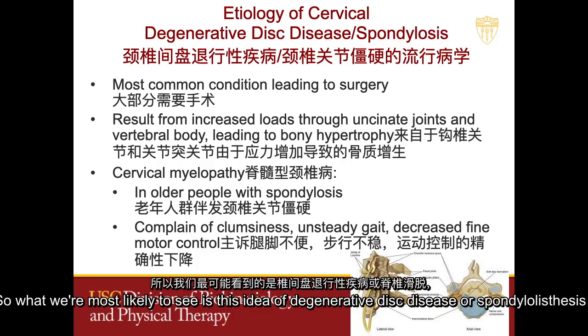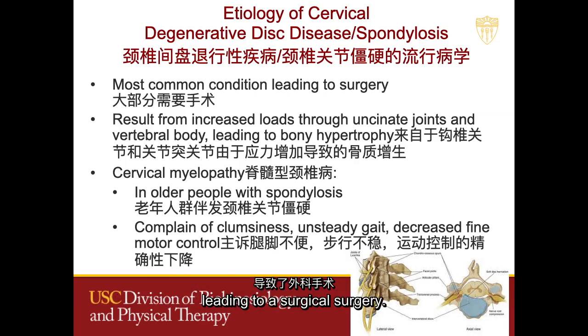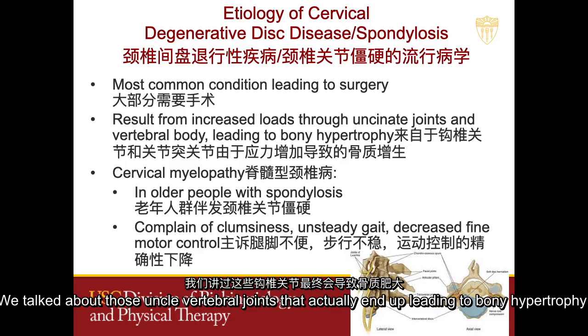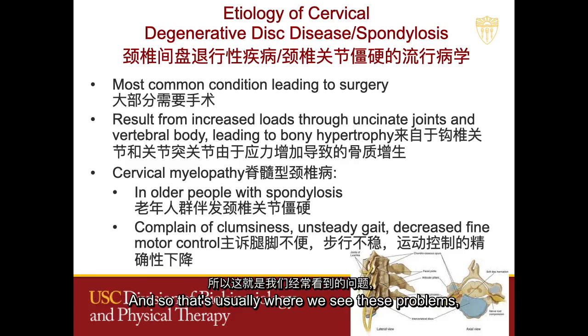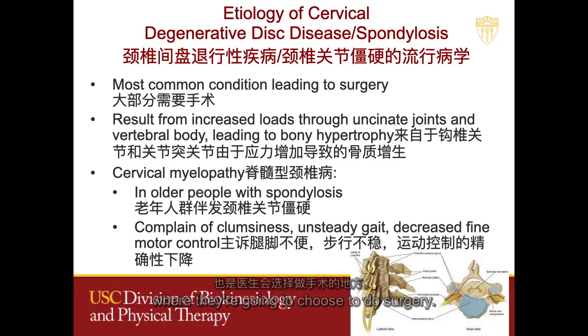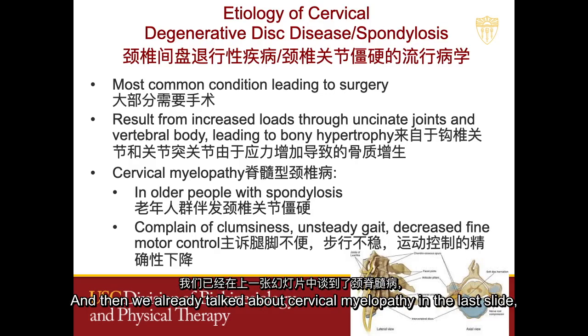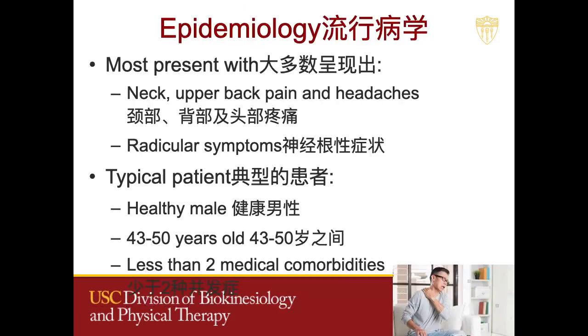So what we're most likely to see is this idea of degenerative disc disease or spondylosis leading to a cervical surgery. And so we talked about this a little bit. We talked about those uncovertebral joints that actually end up leading to bony hypertrophy, and that will then push on the nerve roots of the cervical spine. And so that's usually where we see these problems where they're going to choose to do surgery. And then we already talked about cervical myelopathy in the last slide, so that should sound somewhat familiar to you.